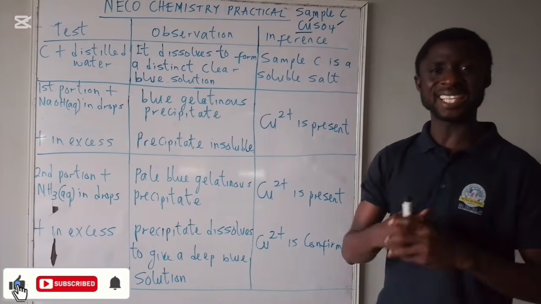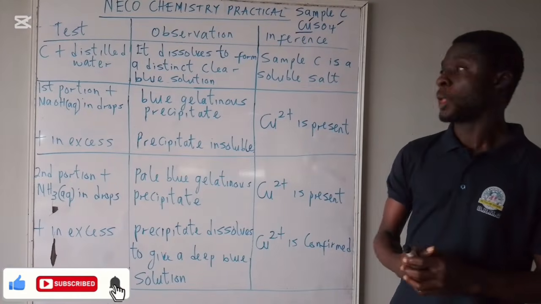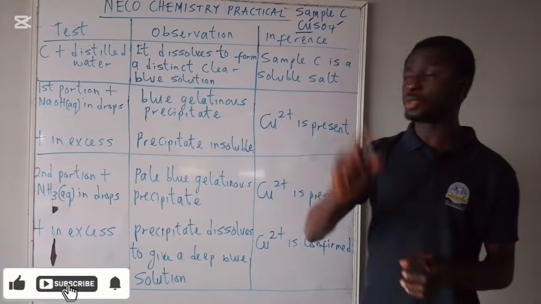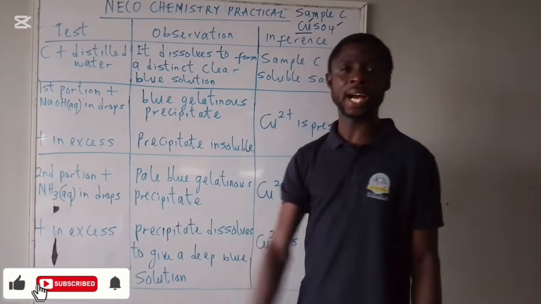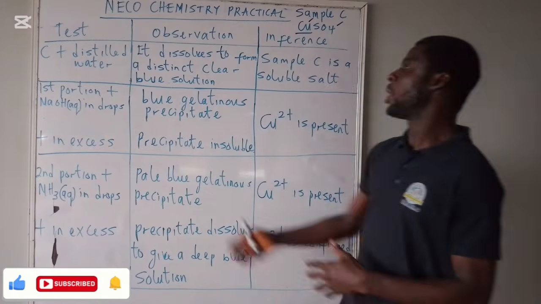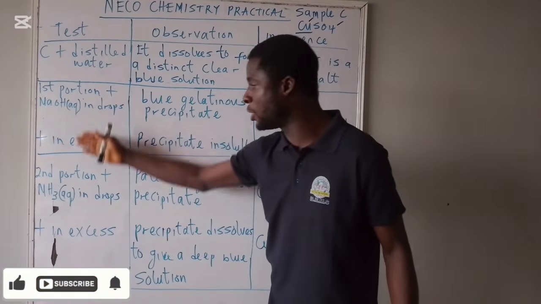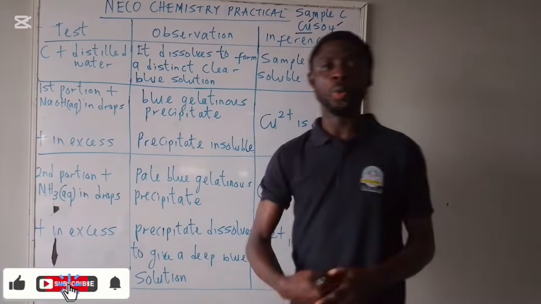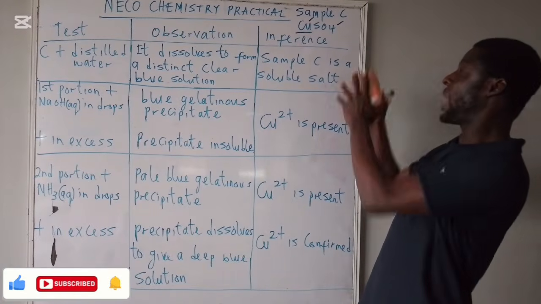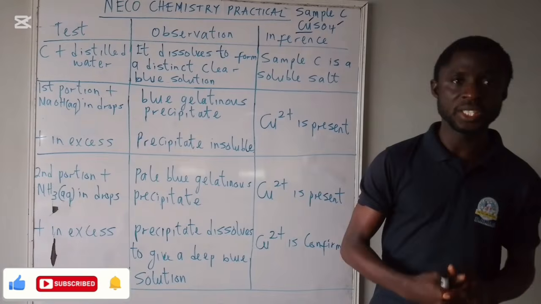Do not forget that anytime we want to test for a cation, the reagents we use are sodium hydroxide solution and ammonia solution. So what we do in this experiment is that we divide our solution into 3 portions. The first 2 portions we use to test for the copper ion, and the third portion we use to test for the sulfate ion.